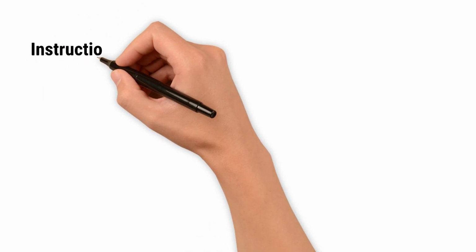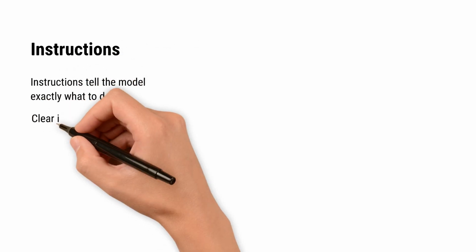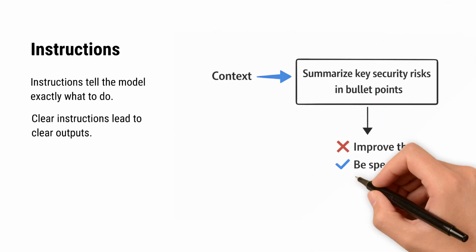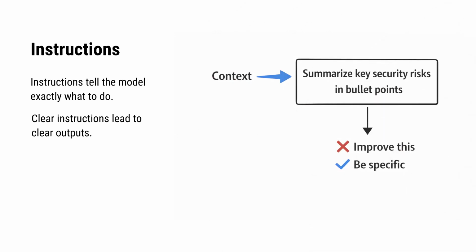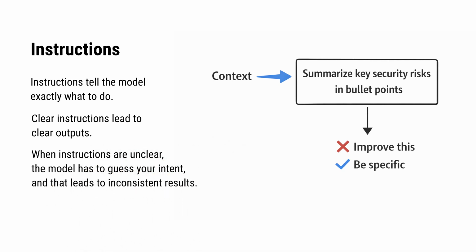Instructions tell the model exactly what to do. This is the most critical part of the prompt. Clear instructions lead to clear outputs. For example, summarize the key security risks in bullet points. This is specific and actionable. Compare that to something vague like, "Improve this." When instructions are unclear, the model has to guess your intent. And that leads to inconsistent results. Clarity here makes a huge difference.